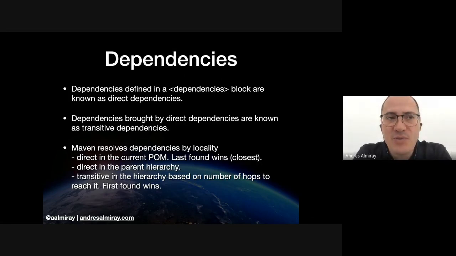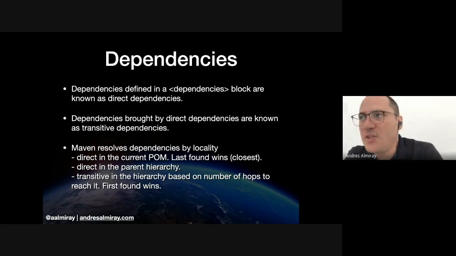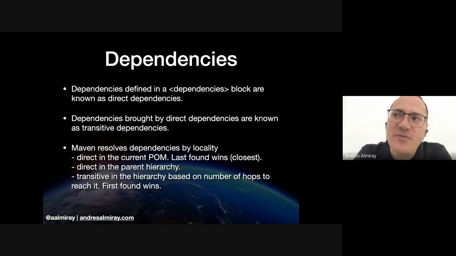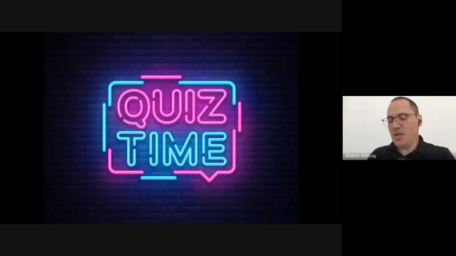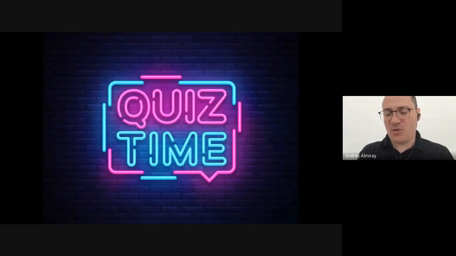But when you have transitive dependencies, that is dependencies from your other dependencies, then the rules are different. It's not the latest one that is going to win, but it depends on where in the dependency graph this particular dependency is located. And if Maven goes through too many hops to reach that dependency, it will figure out which one has the least number of hops. And once it finds out which one it is, it's going to select it. And it might not be the one that you're expecting. So a few months ago, I ran a quiz on Maven resolution rules.